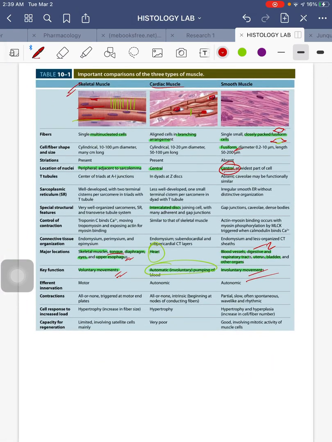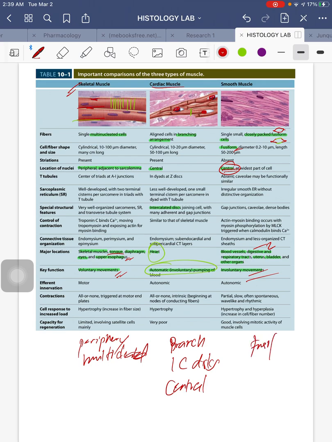So, quick sum up. Skeletal muscle found in the periphery, multinucleated. Let's remember that. Cardiac muscle, they branch, intercalated discs, and central nuclei. Smooth muscle, fusiform. They are non-striated, and central nuclei. Okay, striated.